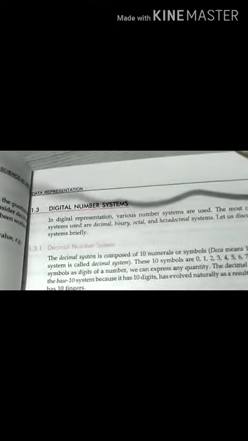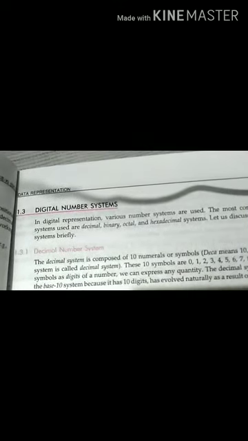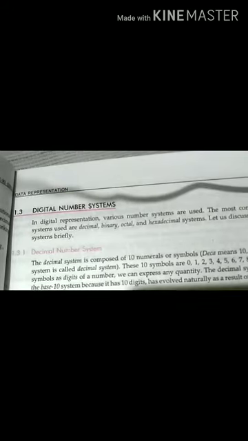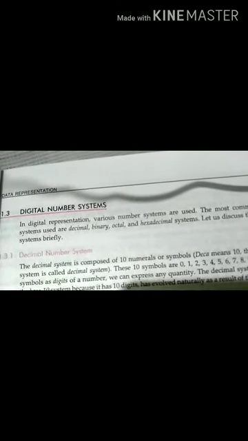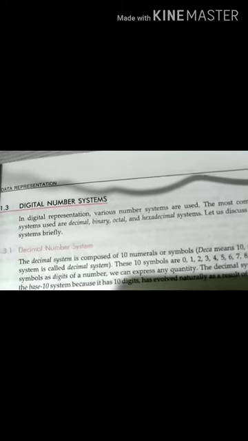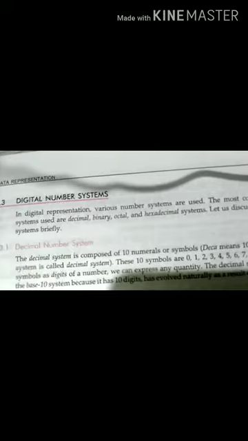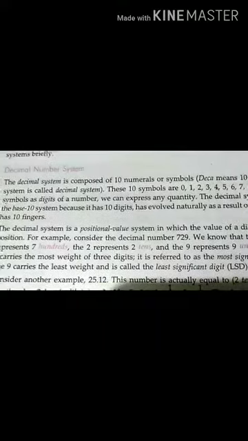So, what are digital number systems? Generally, our computer systems use the binary number system, but the common number systems used are decimal, octal, binary, and hexadecimal. There are four types: decimal, binary, octal and hexadecimal. First we will read the decimal number system.